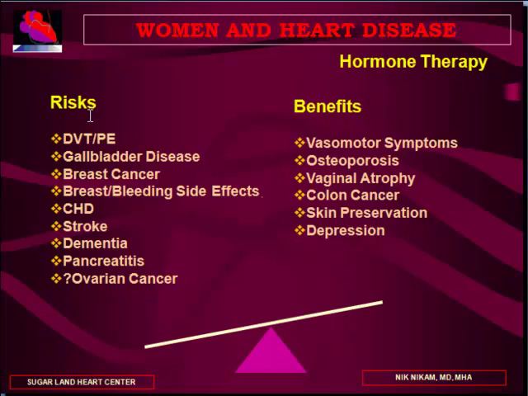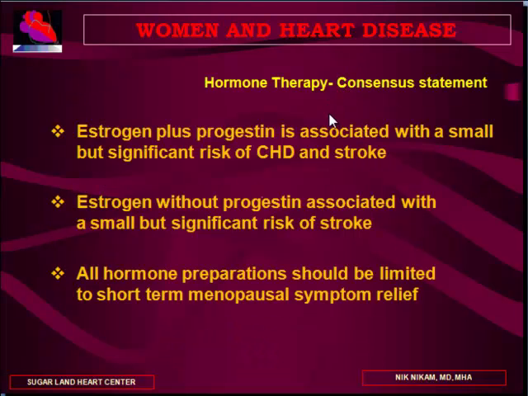The risks related to hormone therapy are venous thrombosis, gallstones, breast cancer, bleeding side effects, heart disease, stroke, dementia, pancreatitis, and possibly ovarian cancer. However, hormones do play an important role, especially in postmenopausal women, in terms of controlling vasomotor symptoms, reducing osteoporosis, reducing vaginal atrophy, reducing the risk of colon cancer, and skin preservation, and also helping patients with depression.